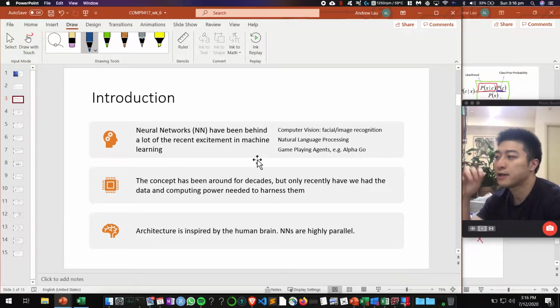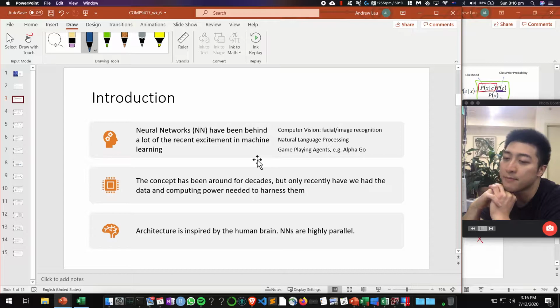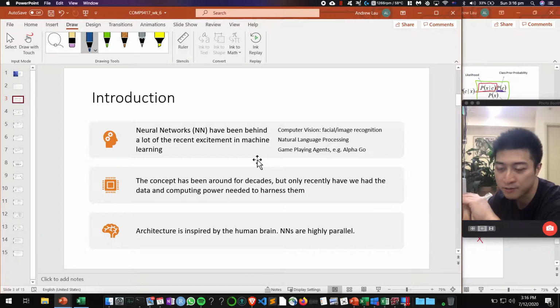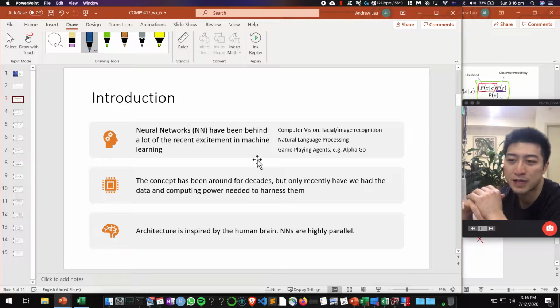So neural networks have actually been around for quite a while now. The theory has been around for decades, but it's only recently that we had the data and computing power needed to properly harness them. From the get-go, when this concept was first thought of, they were doing things a bit manually, with mechanical switches and circuitry, rather than, of course, now we have the micro transistors or microchips that we're somewhat familiar with.